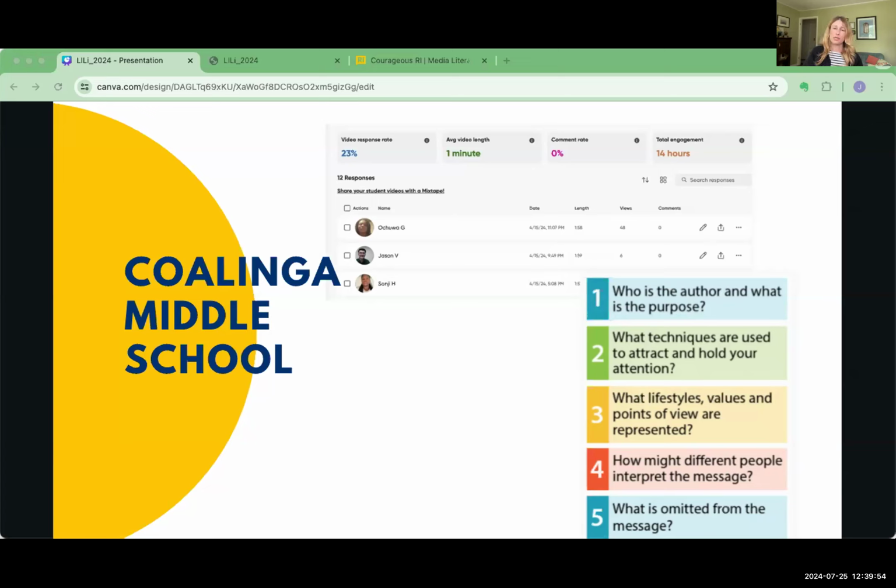The middle schoolers worked in groups to answer the 5 key questions of media literacy, which are here on the screen. So who is the author? What is the purpose? What techniques are used to hold your attention? What lifestyles, values, and points of view are represented? How might different people interpret the message, and what is omitted from the message? And then the college students chimed in one more time to provide feedback on the middle schoolers' analysis.